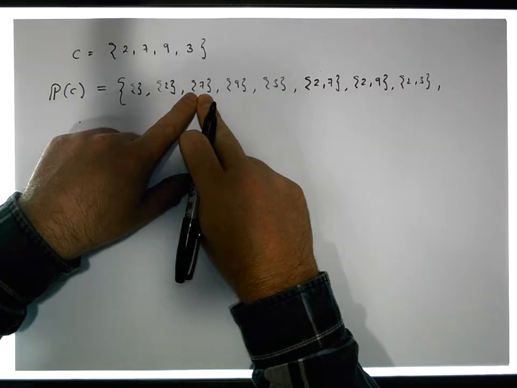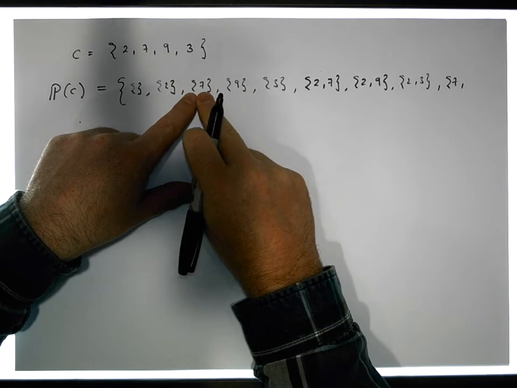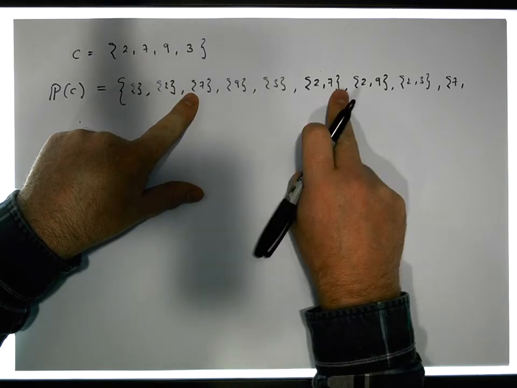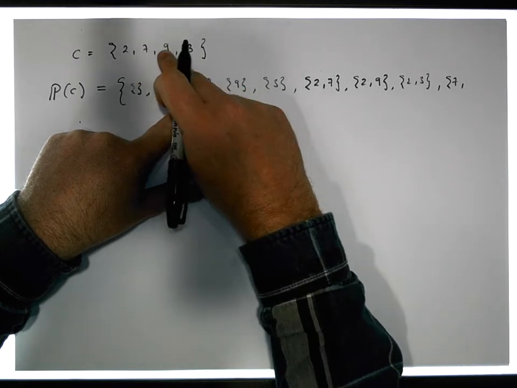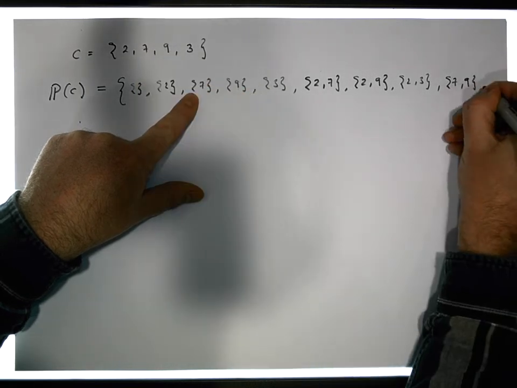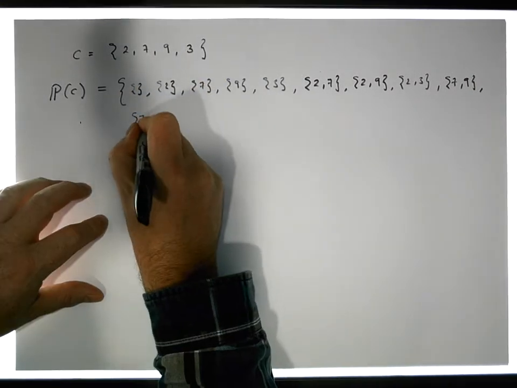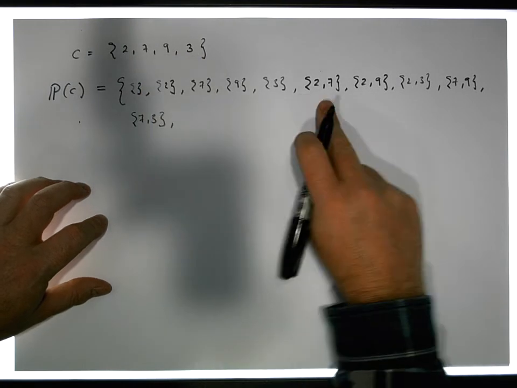We take the next singleton, which is 7. Okay, so we have 7 and we throw in another element. So we could throw in 2, but we've already done 2, 7. So we always go to the right hand side. So 7 gets paired off with a 9. There we go. 7 gets paired off with a 3. And there's nothing else that we could pair 7 off with in this set that hasn't occurred already.